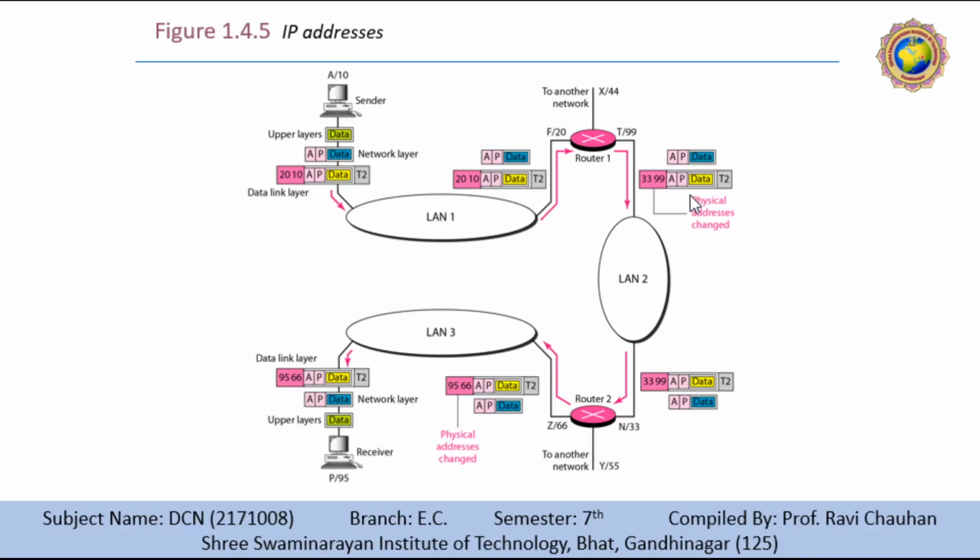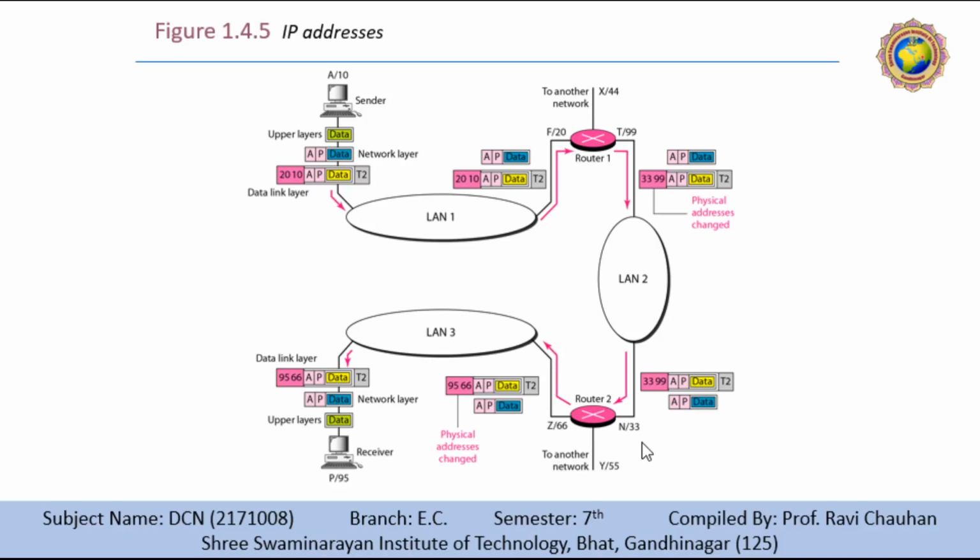Otherwise the packet will be lost. This is our physical address, this is our logical address. So our logical address will remain the same up to the destination. Our physical address will change according to our devices or our physical connection. At router 2, we have a similar scenario. The physical addresses are changed and the new frame is sent to the destination computer.